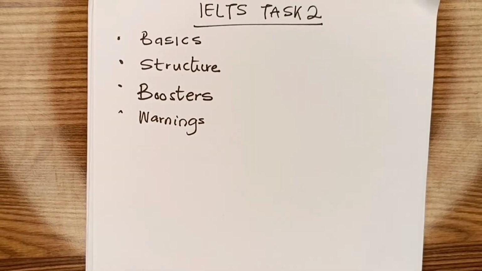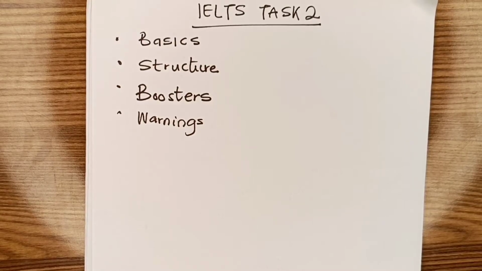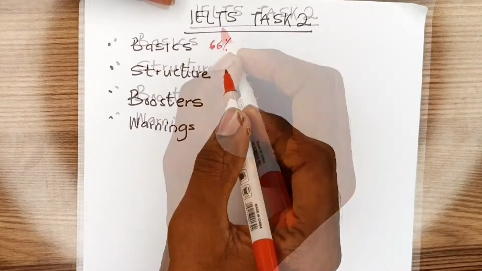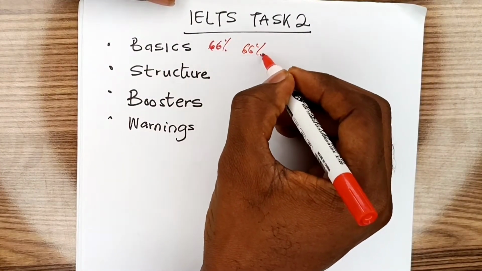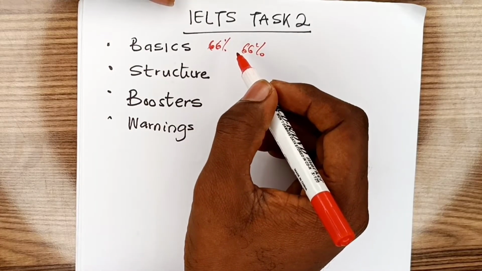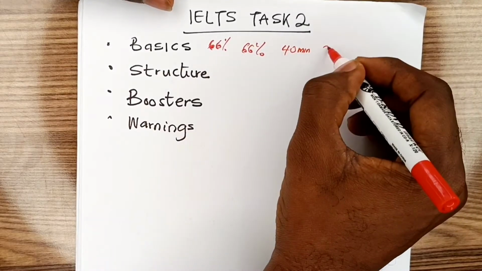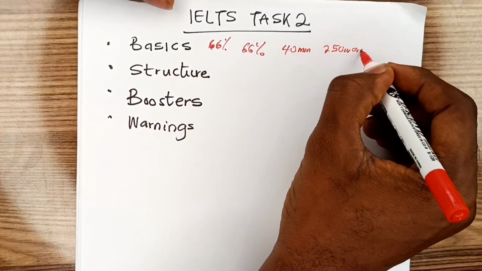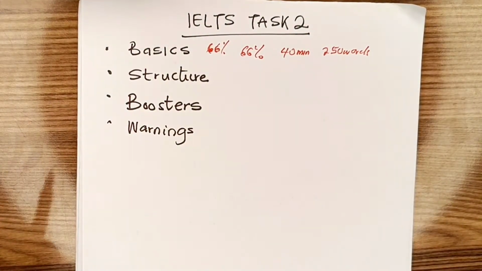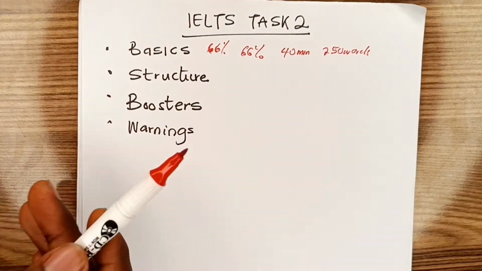Alright guys, let's get into task 2. Now, as I said earlier, let's look at the basics again. Task 2 makes up 66% of your mark in the writing component. So this is where you should focus all your attention, at least most of your attention. You're supposed to write in 40 minutes at least 250 words. It's important that you have this at the back of your mind when you start. So 40 minutes, 250 words, 66% of your mark, big deal.